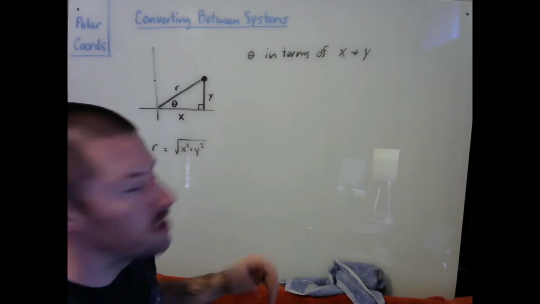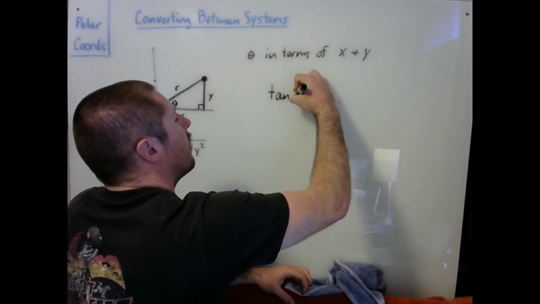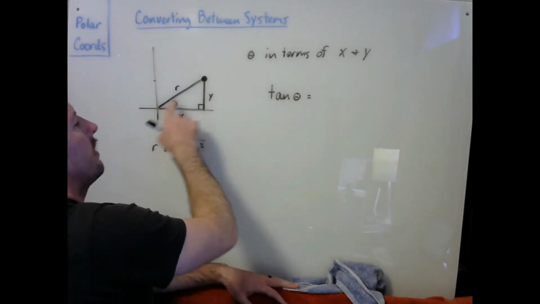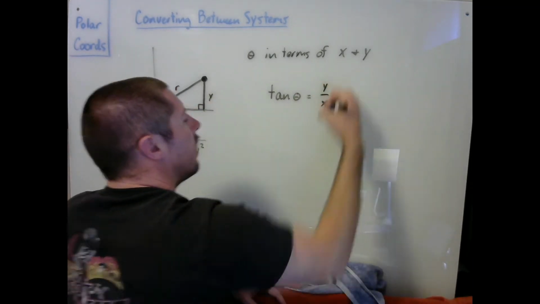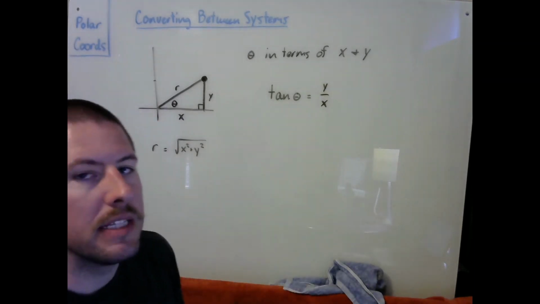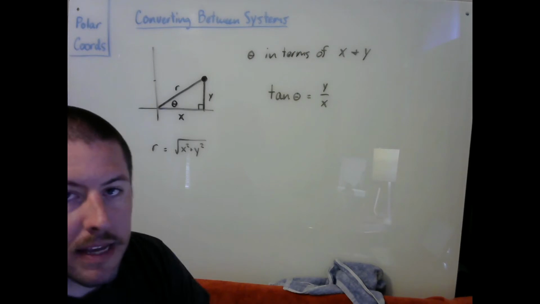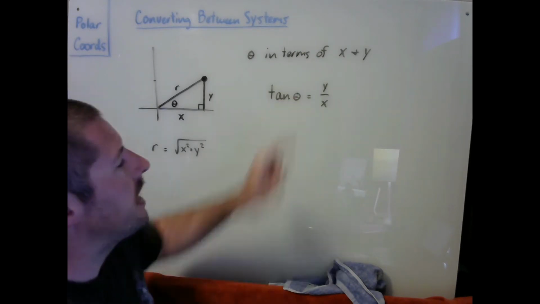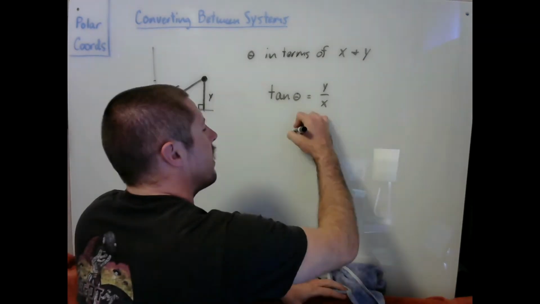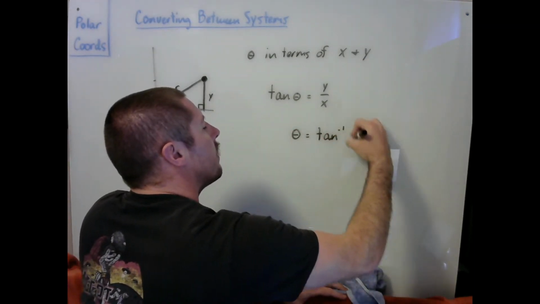That just screams tangent to me. So I'm going to make my general statement here. Tangent of theta is opposite over adjacent. That should be y over x. And again, what I'm interested in doing is not making a statement for tangent of theta. Just like before, I wasn't interested in making a statement for r squared. I want to know r equals. I want to know theta equals. So what am I going to do to get theta here? I'm going to go ahead and apply a tangent inverse on both sides.